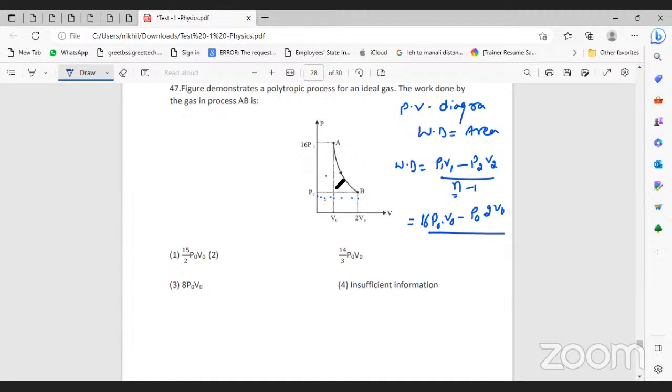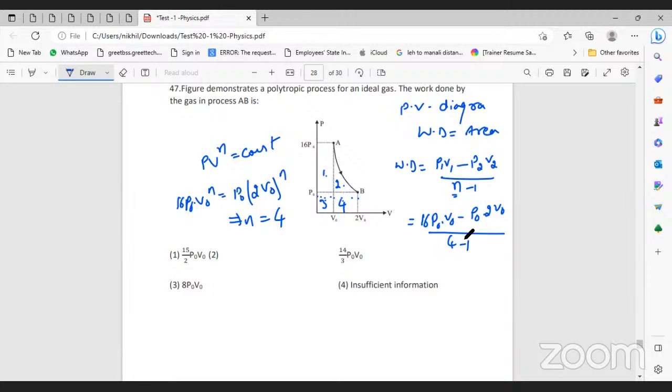We can distribute into 4 quadrants here. This is 1, this is 2, this is 3, this is 4. So I'm going to take 4 minus 1. So you have to remember that for polytropic process, PV power n should be a constant. You can equate 16 P0 into V0 power n equals to P0 into final volume 2 V0 power n. On simplification, you will get n equals to 4.